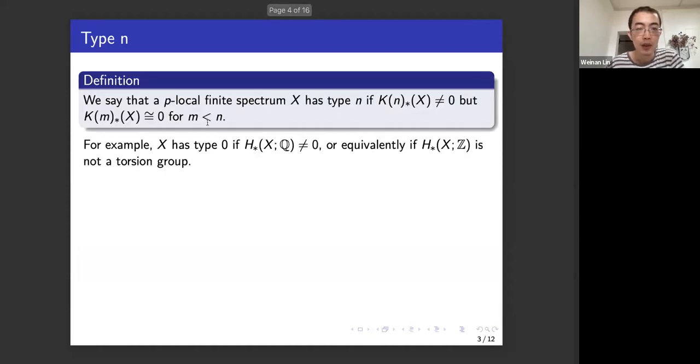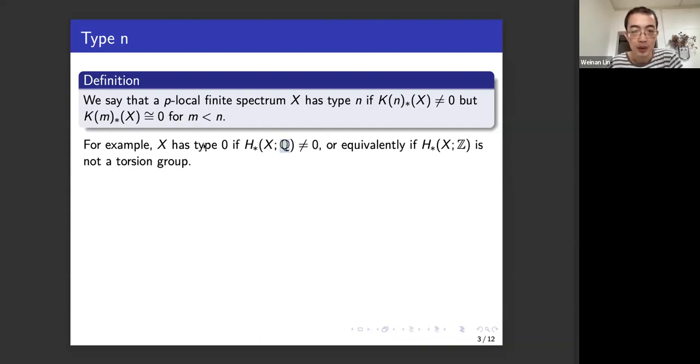Okay. So we say that a p-local finite spectrum X has type n if the K_n homology of X is not trivial, but the K_m homology of X is trivial for all m less than n. For example, remember that K_0, the Morava K-theory when n is 0, is exactly the Eilenberg-MacLane spectrum of the rational numbers.